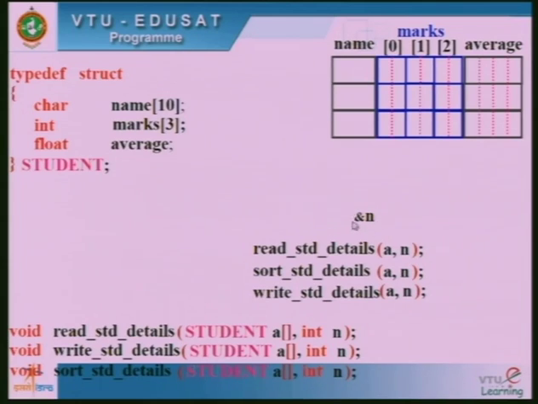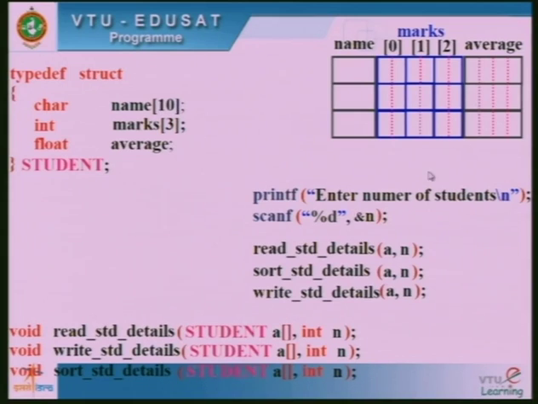Because it is an integer, we have to use the format specifier %d. And using which function can I read the value into n? Using the scanf function. So I write scanf. Normally before scanf we write printf, so here I write printf("enter the number of students"). Now all these statements should be repeatedly executed. If I want to read the student details, call this function. Sort student details, call this function. Write student details, call this function.